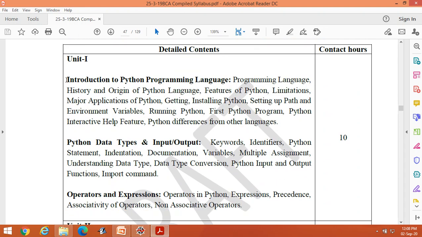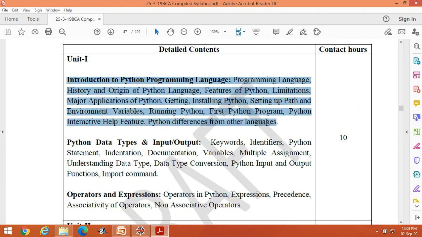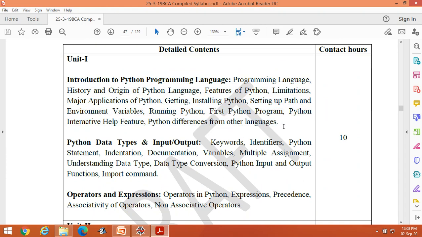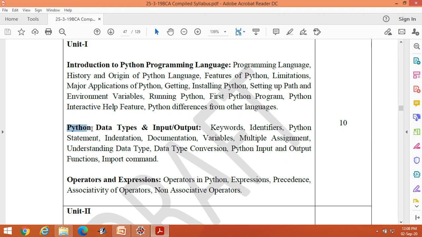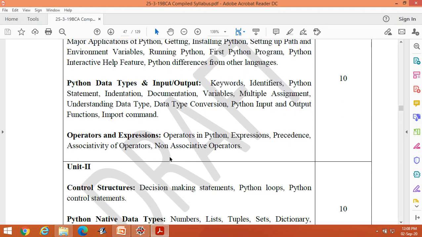We have already covered the first chapter of Unit 1, that is Introduction to Python Programming Language. Also the second one, Python data types and input-output, and operators in Python. In today's lecture, I will try to cover expressions, precedence, associativity, and non-associative operators.